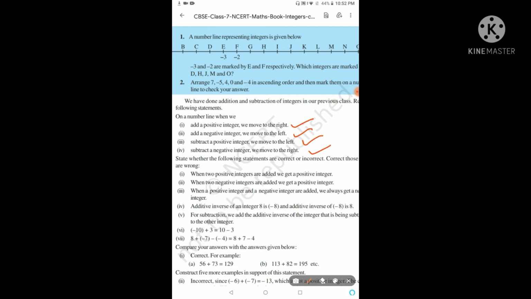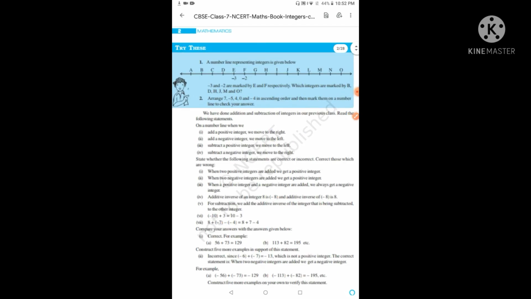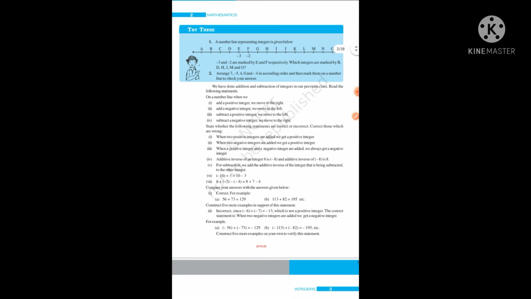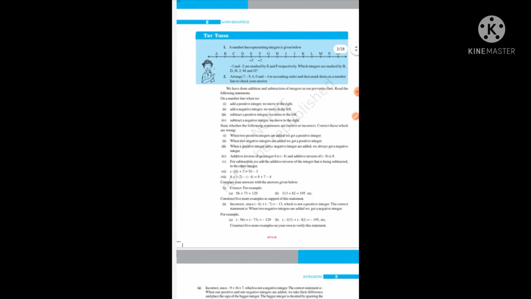State whether the following statements are correct or incorrect. Correct those which are wrong. When two positive integers are added, we get a positive integer. You have to say right or wrong.